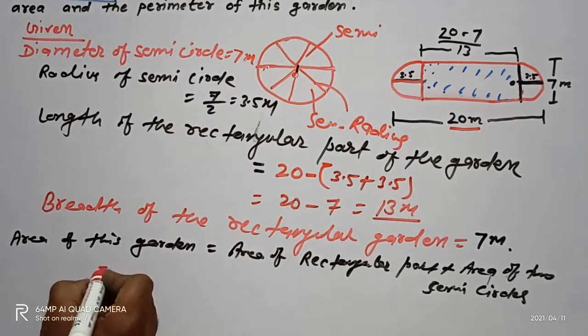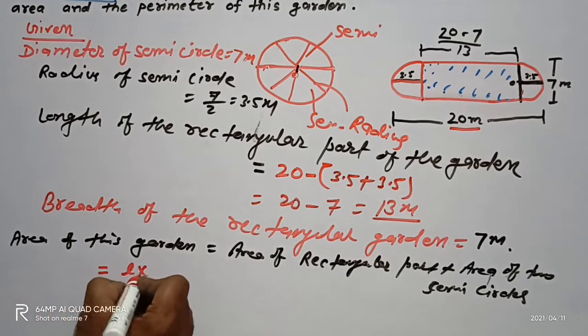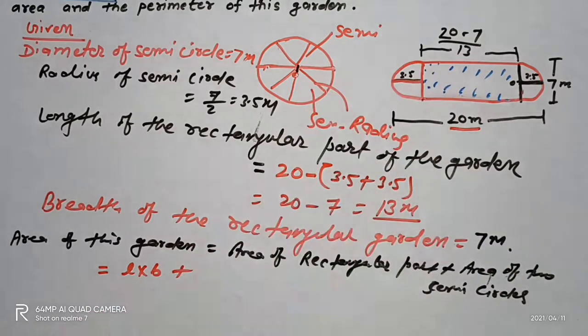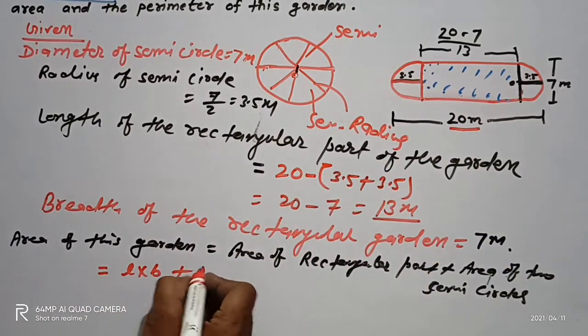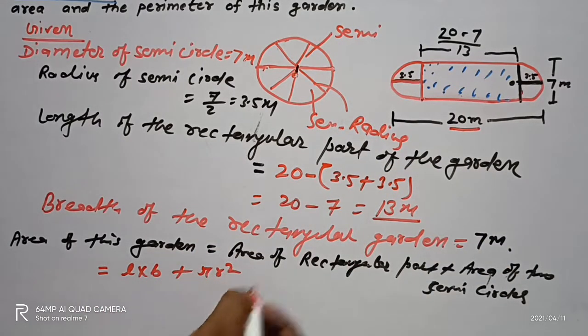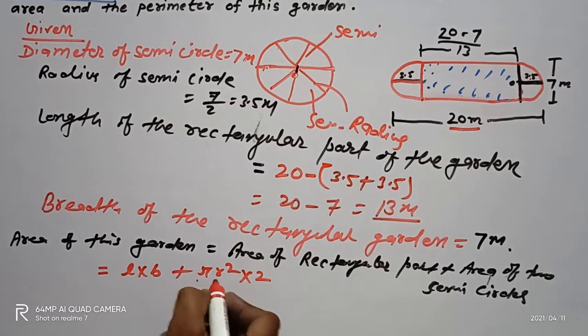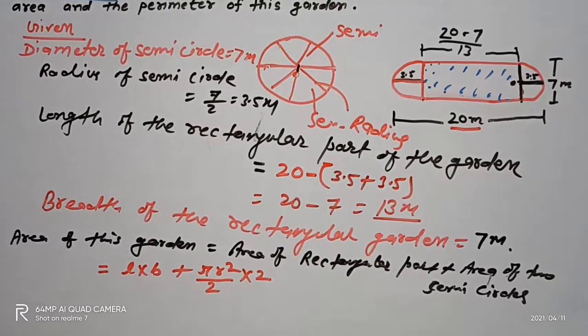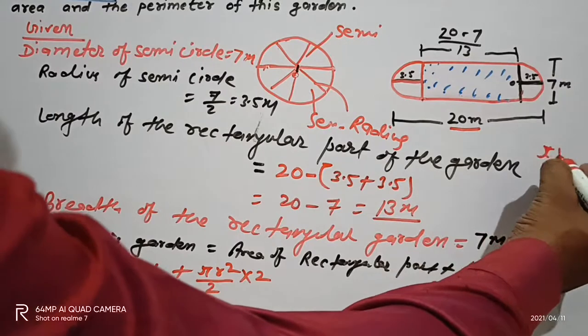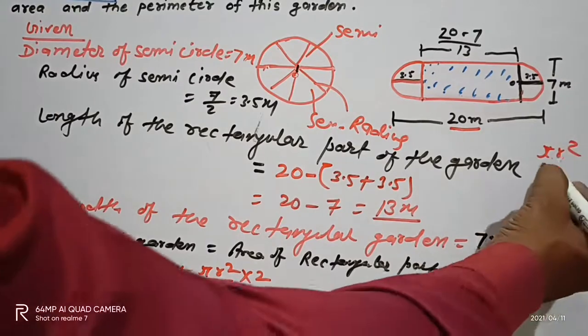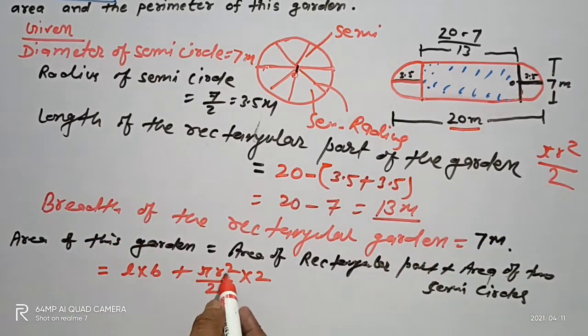The rectangular part will be L into B, and plus the area of a semicircle. The area of a circle is pi r square, but the area of a semicircle will be half of that, pi r square by 2. Because two semicircles will be there, it will be pi r square by 2 into 2, so the 2 cancels.